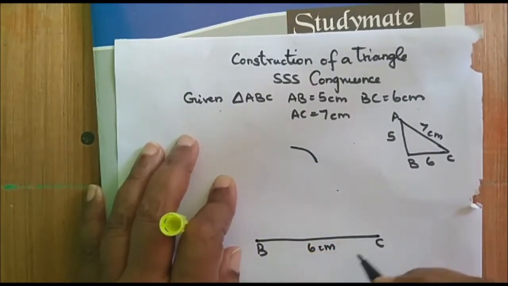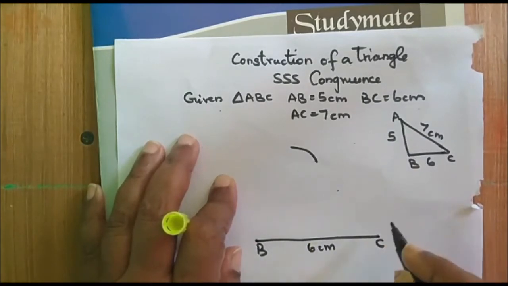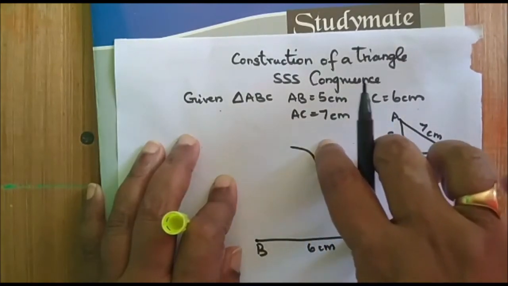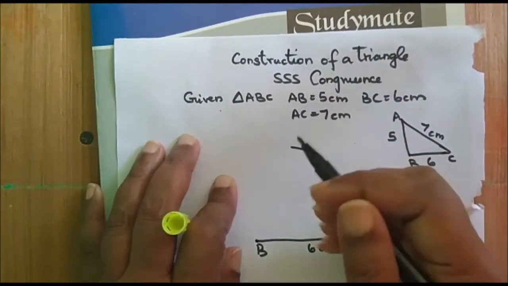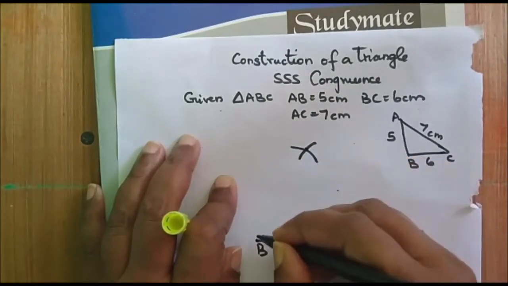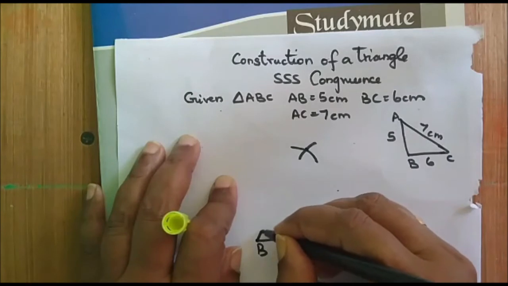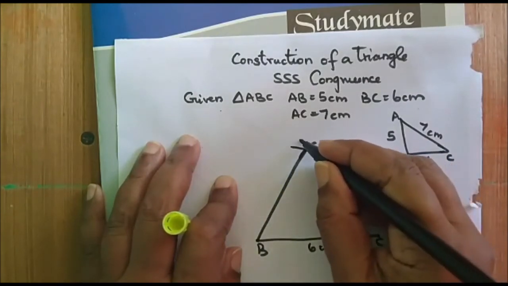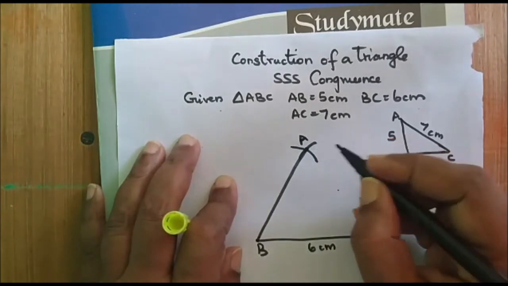Now you measure 7 centimeter on your compass and place it at C. With C as a center, draw an arc cutting the previous arc. So this is of 7 centimeter. Okay, now I can join the point A with the point where the two arcs meet each other. Let me mark it as A.